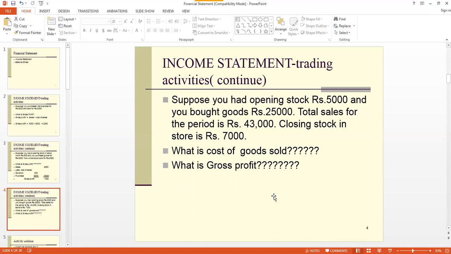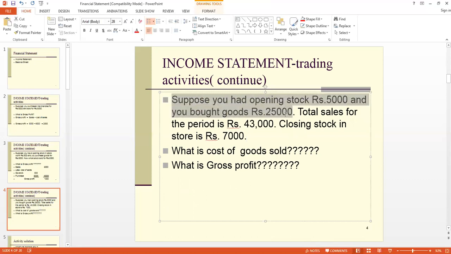Now student, try to solve this one, but when you come to this slide, you will see that now this question is more tricky as compared to the previous one. In the previous one, we had opening stock, we bought some goods. Up to here, things are simple, and we are selling for 43,000.